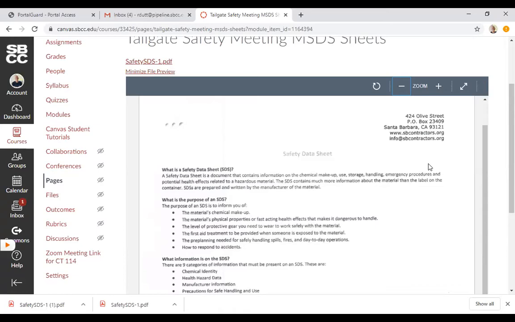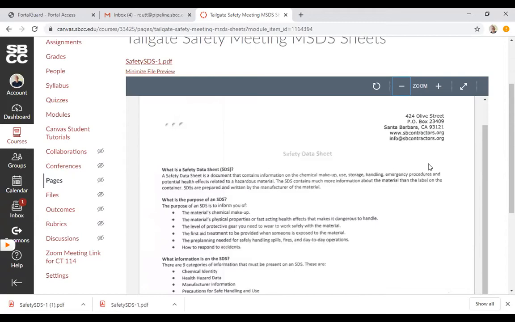What is the purpose of an SDS? The purpose of an SDS is to inform you of the material's chemical makeup, the material's physical properties or fast-acting health effects that make it dangerous to handle, the level of protective gear you need to wear to work safely with the material, the first aid treatment to be provided when someone is exposed to the material, the pre-planning needed for safely handling spills, fires, and day-to-day operations, and how to respond to accidents.